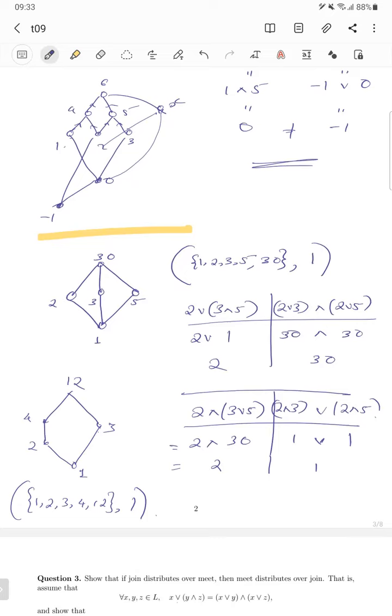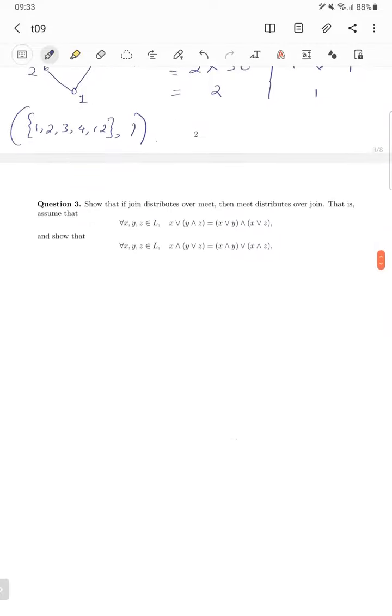Okay. Any other doubt here? And 33. Yeah. So show that the join. So this I think I can skip, right? Is there anybody who got stuck with this question?